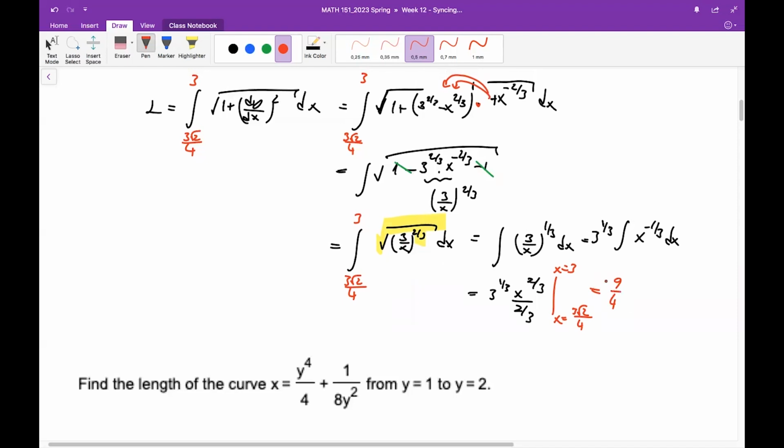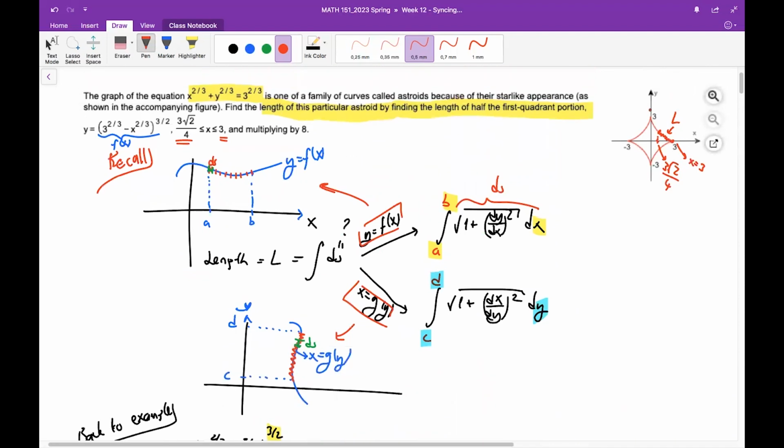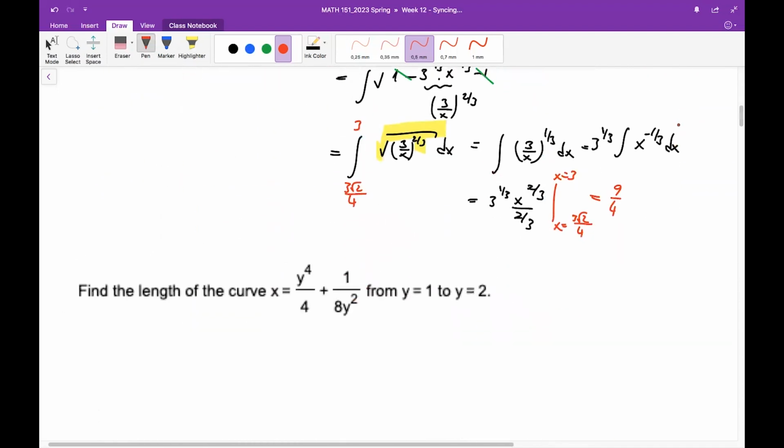This real number gives you the length of this portion of the curve. This is just the half of the first quadrant portion. How many of them in the whole curve? 1, 2, and since we have in total 4 quadrants, 8 many of L's gives you the total length, right?